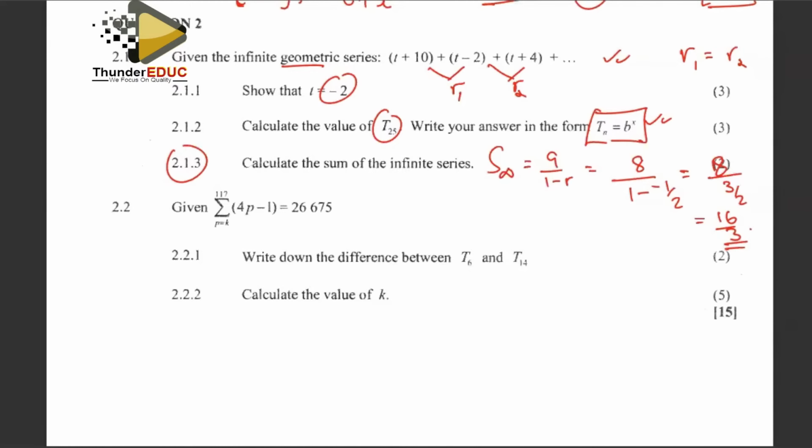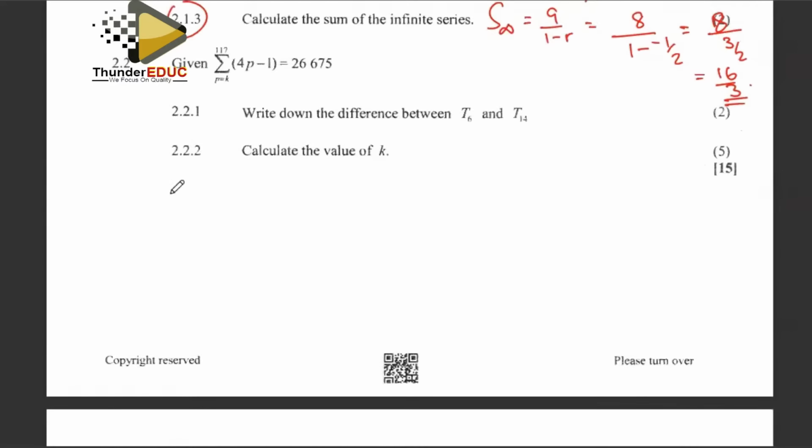All right, then 2.2. Now, I know people have different ways of how they approach this question. It's a sigma notation where they're telling us that the sum of p equals k up to 117, in brackets 4p minus 1, is given as that. Write down the difference between T6 and T14. Now we know that the first term is going to be k, the second term will be k plus 1, and then k plus 2 and so on and so forth.